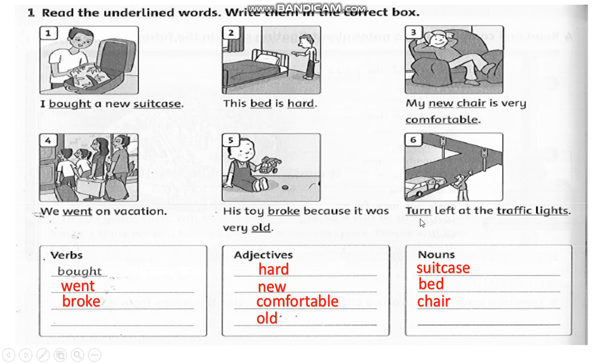Number 6, turn left at the traffic lights. Turn is a verb. And traffic lights is a noun, not an adjective.